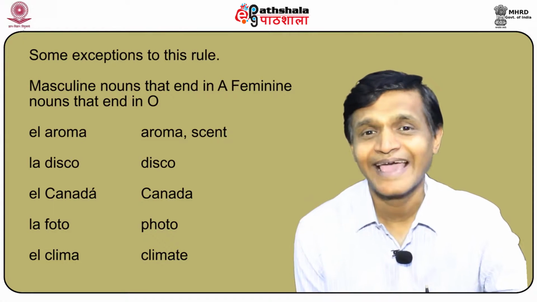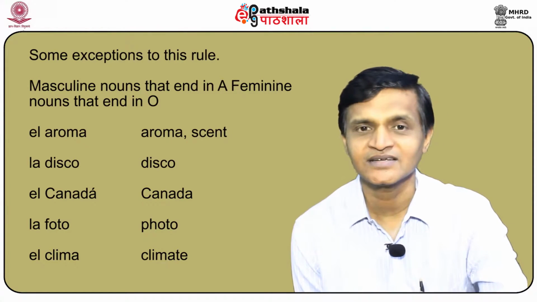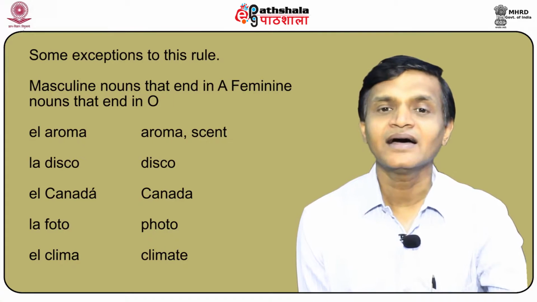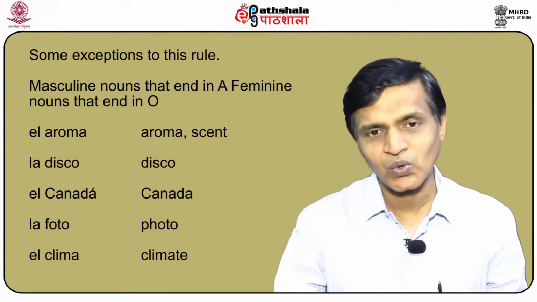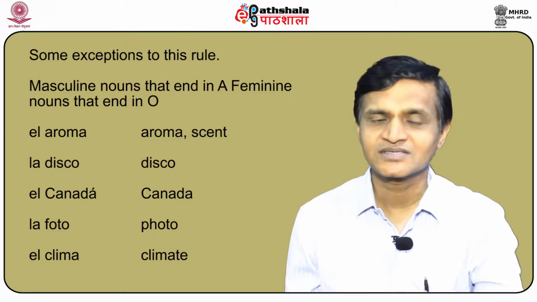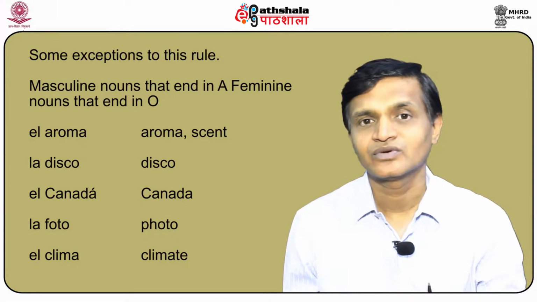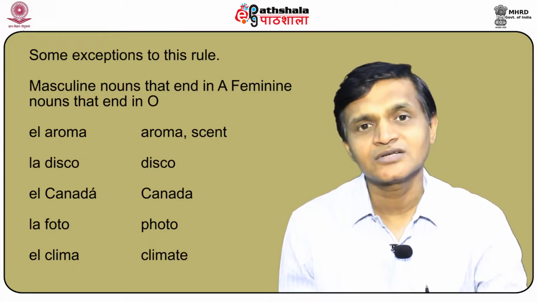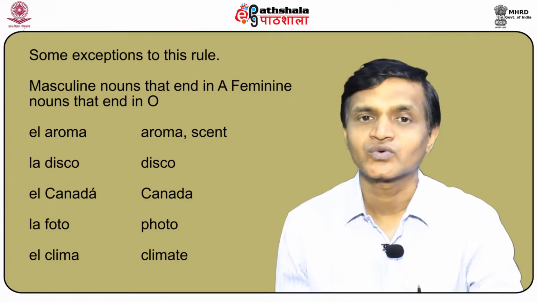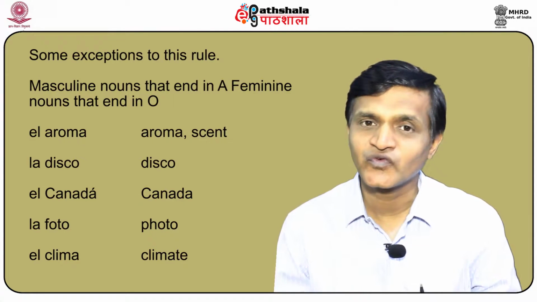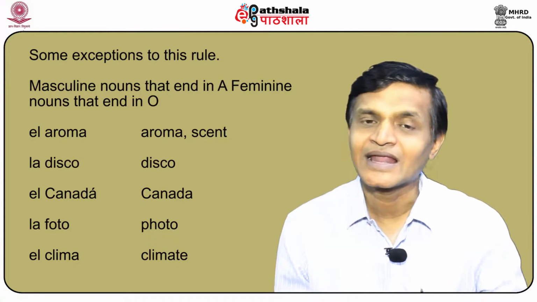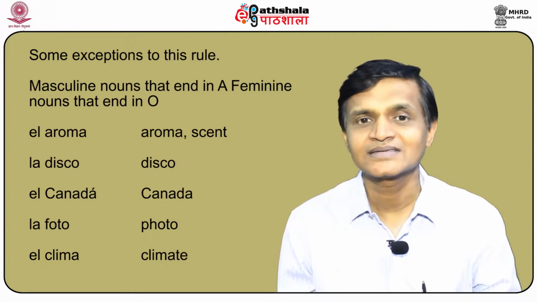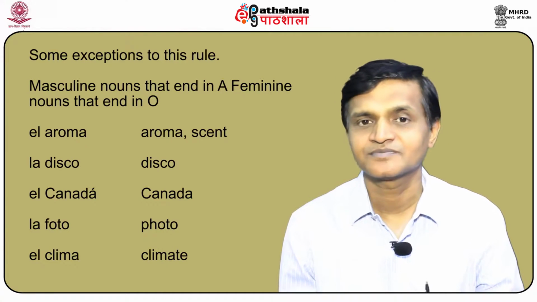So, for example, we have el aroma, which is aroma or scent, but aroma, even though it is ending in A, is el aroma. La disco, so disco ends in O, but it is la disco. El Canadá, which is Canada, even though Canadá ends in A, the article to be used is el. La foto, photograph, even though foto ends with O, it is always feminine, la foto. Clima, for example, ends in A, but like the others, it is el clima or climate, right?